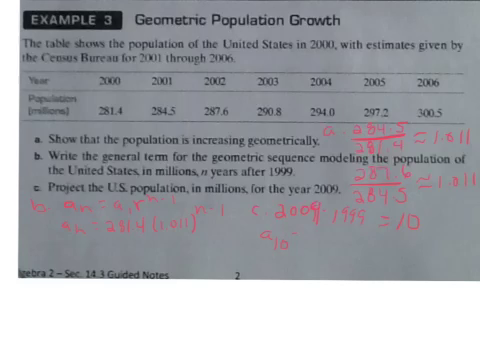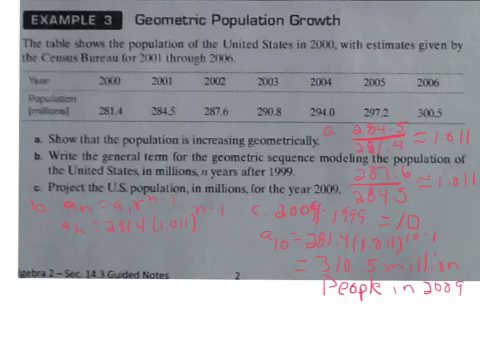Put it into our general formula, which is 281.4 times 1.011 to the 10 minus 1. And if you multiply and raise to the 9th power and do all that out, you come up with 310.5 million people in the year 2009. So that's the projected population of the United States in 2009.